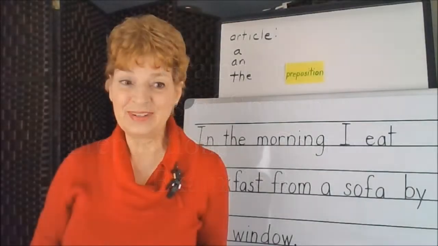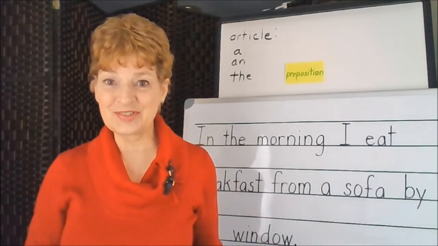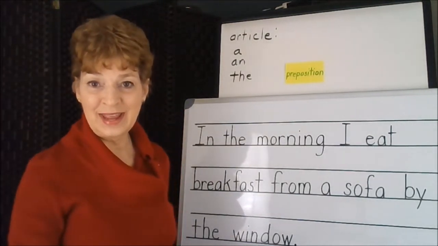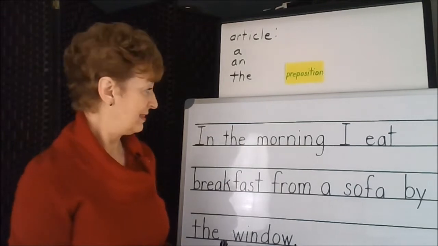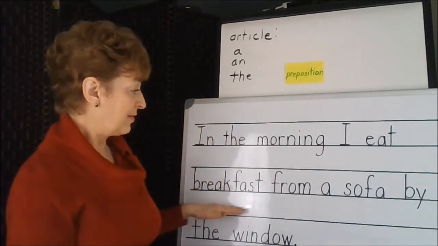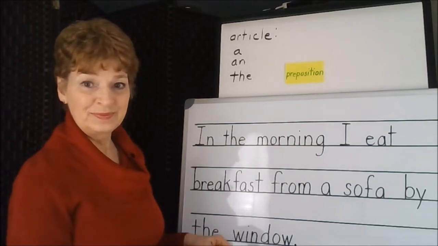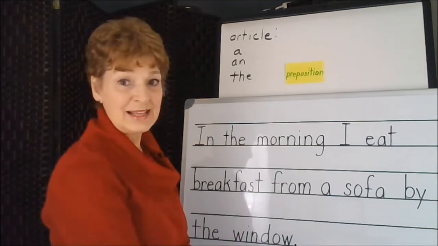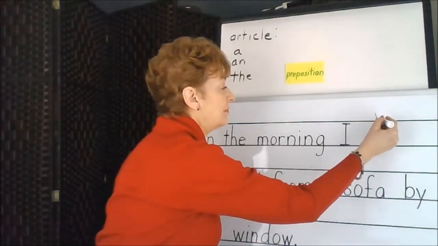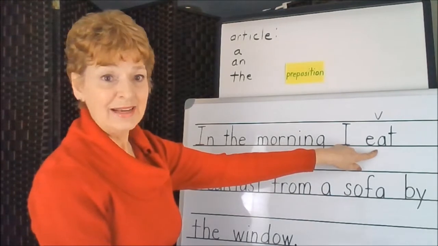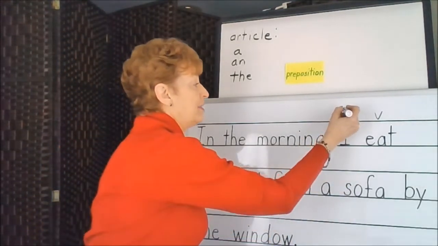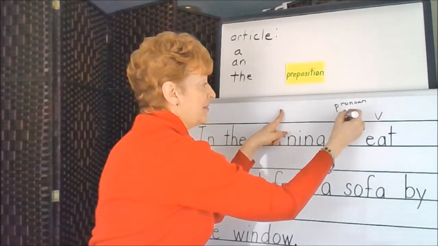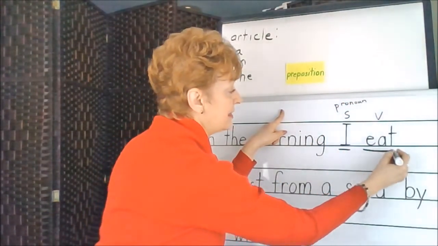Here's another opportunity to find the prepositions in a sentence structure. The first thing we're going to do is locate the subject and verb. In the morning, I eat breakfast from a sofa by the window. In this case, we have eat, that's an action word. Who does that? I. Here's a pronoun that functions as the subject of this sentence. I eat.